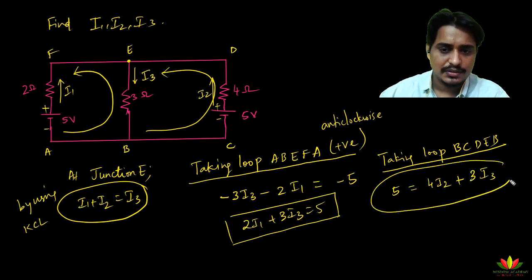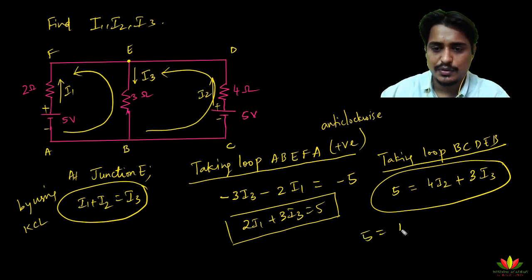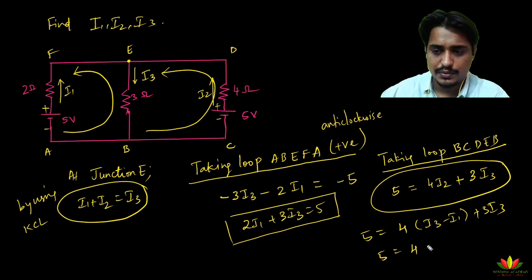So I have got an equation here, I have got an equation here. See here I2 and I3 is there, here I1 and I3 is there. So I can put I2 as I3 minus I1 here. So 5 is equal to 4, instead of I2 I am putting I3 minus I1, plus 3I3. So it will become 5 is equal to 4I3 minus 4I1 plus 3I3. So you get 5 is equal to 7I3 minus 4I1.